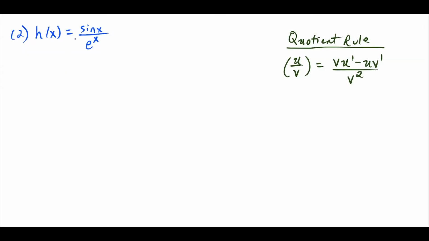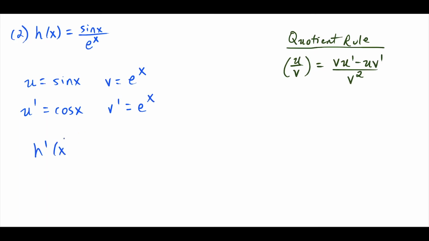For question 2, we have h of x equals sine x over e to the x. So here, we're going to let u equal our numerator function sine x, and we have v is equal to e to the x. So then what we have next is u prime. The derivative of sine is cosine, and the derivative of e to the x is just e to the x. So when we want to find the derivative of the function h, now we just apply the quotient rule. So we have v times u prime, that's going to be e to the x times cosine x. And then we're subtracting u times v prime, that's going to be e to the x times sine x.